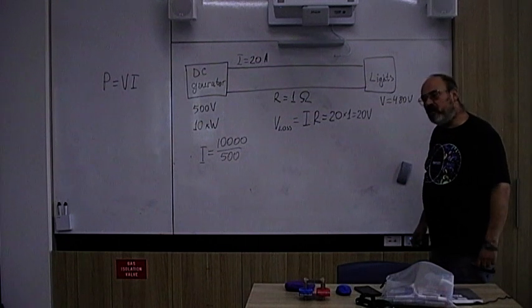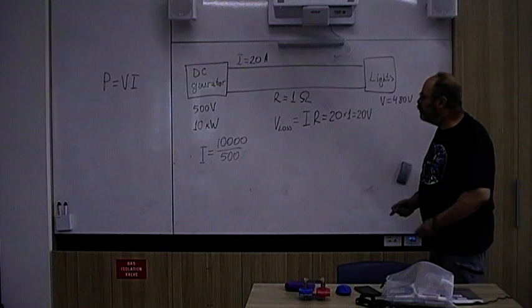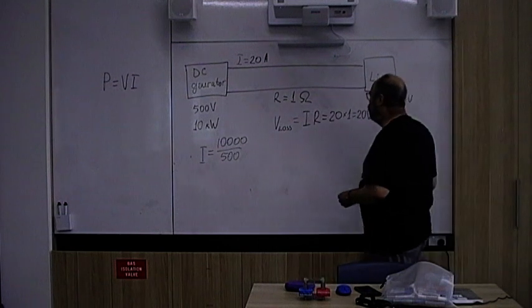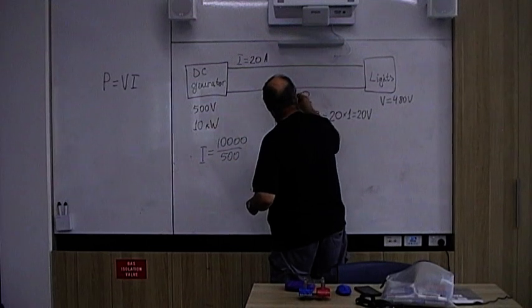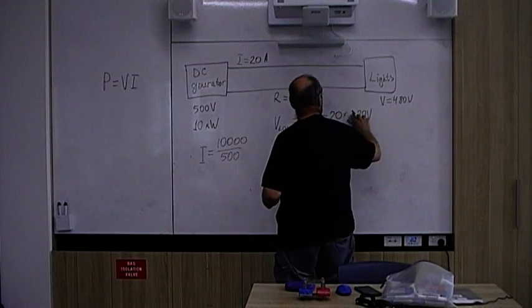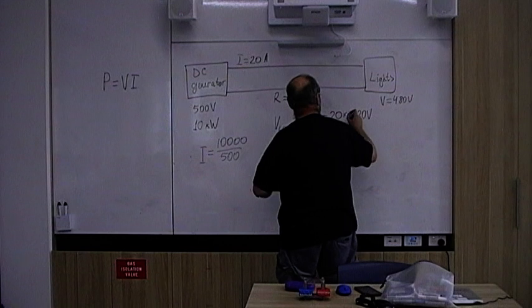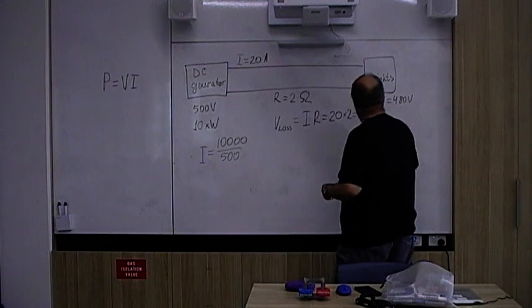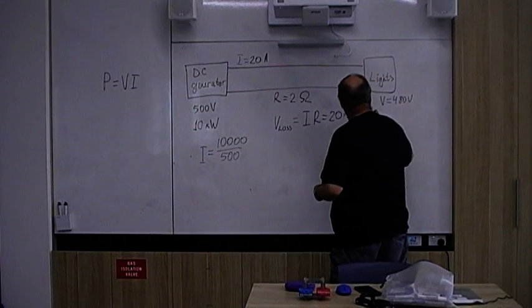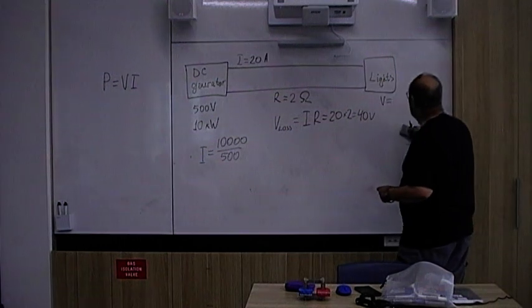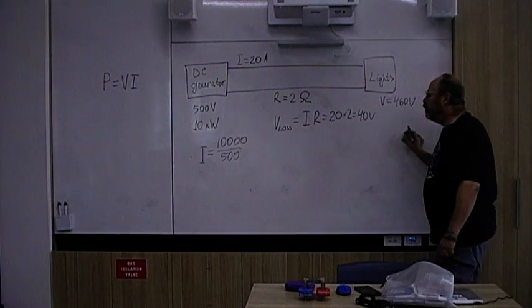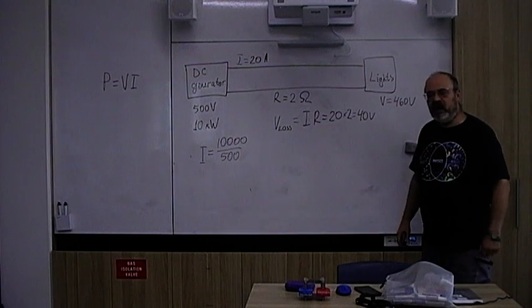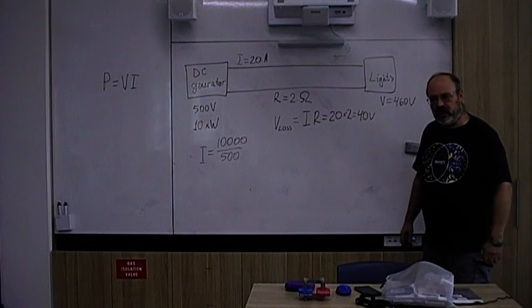How much power will be lost? Let's change it to make it more visible and dramatic. I will change it, sorry, to 2 ohms. So this will be 20 times 2, which is 40 volts, and this will be 460 volts. Now, what will be the power dissipated in the light?